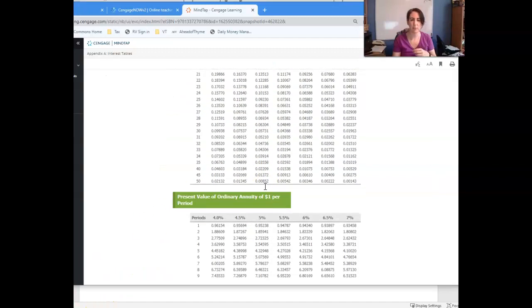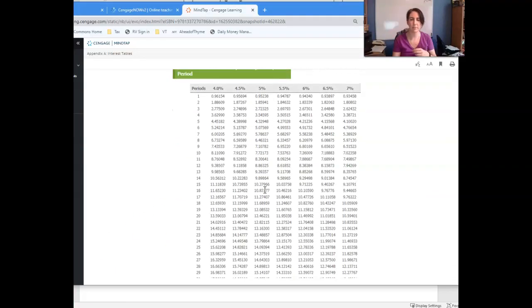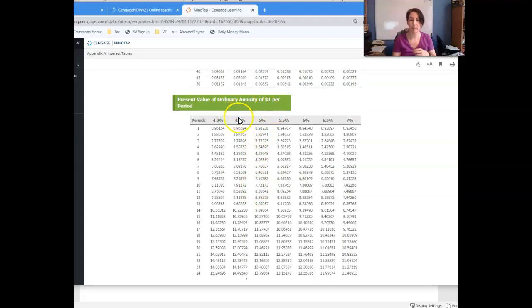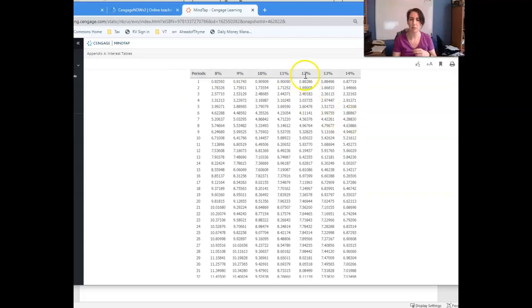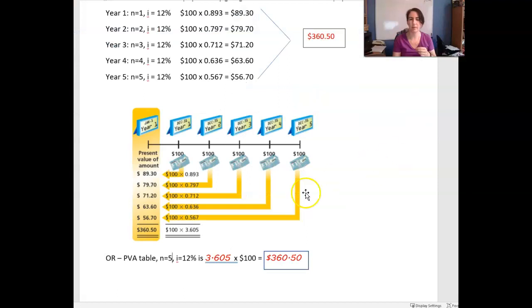So I'm going to come on down here and we're going to look at the other table. Present value of an ordinary annuity. And we're off the page. We'll go to the next page for 12%. 12%, 5 years, 3.605, I think I rounded. 3.605 times $100. I calculated $360.50. We multiply it times the amount.